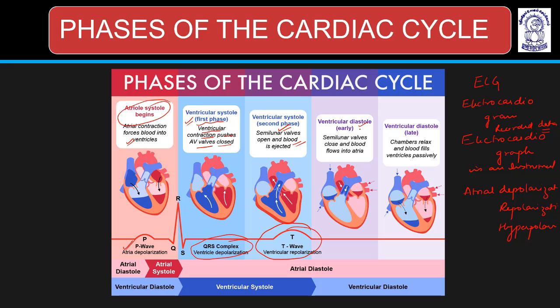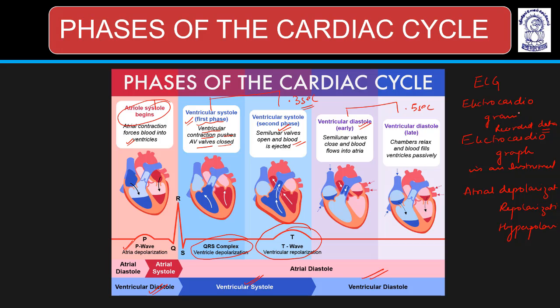The ventricular diastole is also early and late, 0.5 second, and atrial systole and ventricular systole is 0.3 second. Ventricular diastole is 0.5 second, followed by atrial systole. So ventricular diastole, ventricular systole, and again ventricular diastole. They are all represented by a graphical representation on paper which is known as what? Electrocardiogram, and the machine which helps to record it is the electrocardiograph.